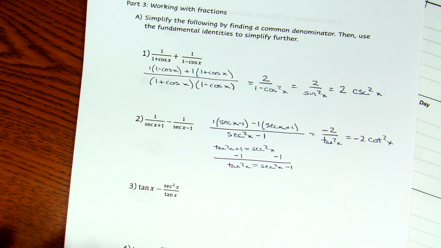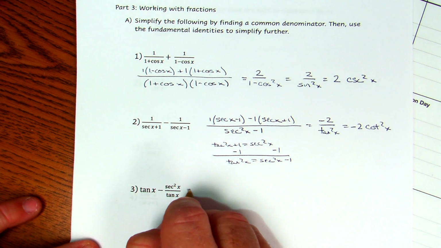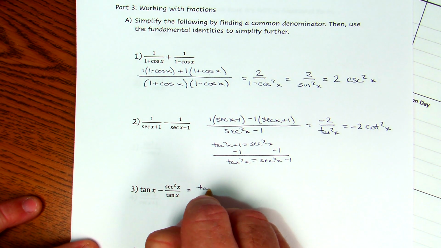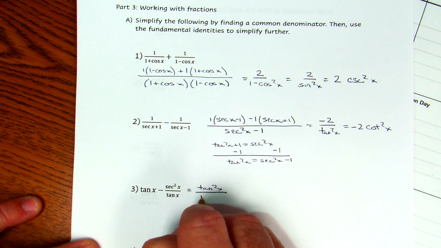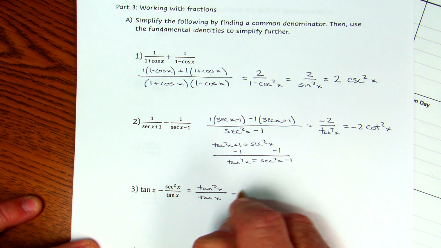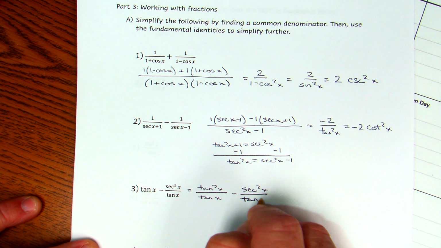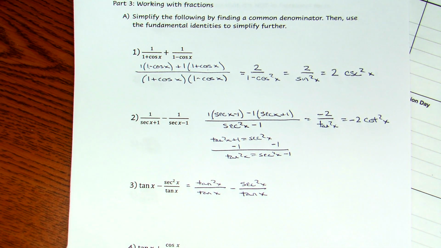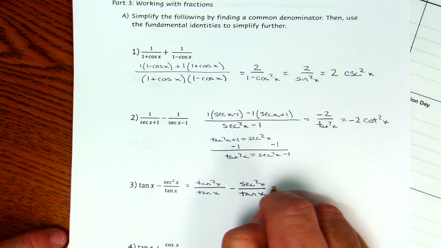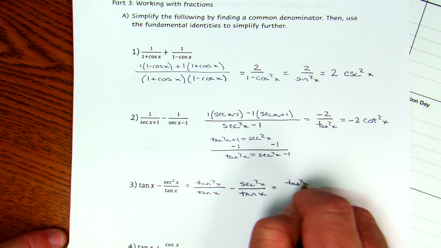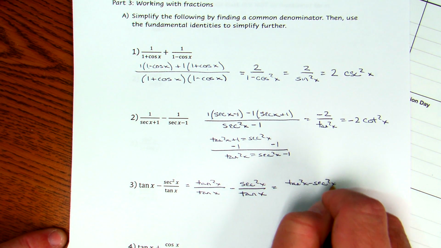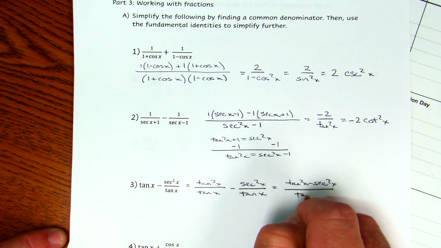All right. Number 3, the first term does not have a denominator, so we're going to multiply that by the other denominator. That would give us tangent squared x over tangent x minus secant squared x over tangent x. The net result would be tangent squared x minus secant squared x over tangent x.